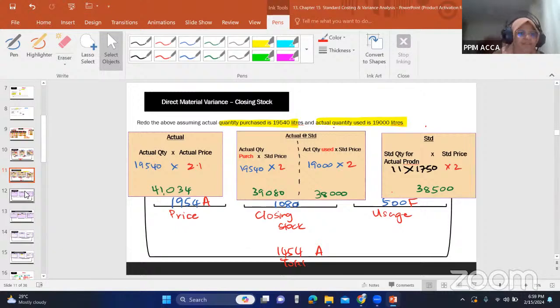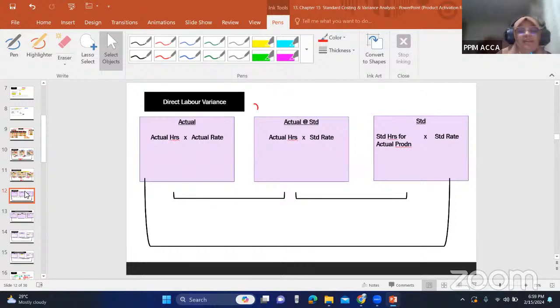Okay, so I hope that's done. Let's start with the labor variance also. So again, like the direct material variance, direct labor also, you have these three boxes: actual, actual at standard, and standard. Okay, so what goes inside the boxes changes slightly because it's labor, right? So we can have a quantity figure now. So what it is here is actual hours into actual rate, actual hours into standard rate, standard hours for actual production into standard rate. Okay, so let's do them one by one and see how to calculate the direct labor variance.